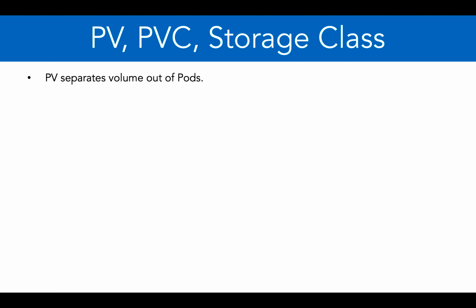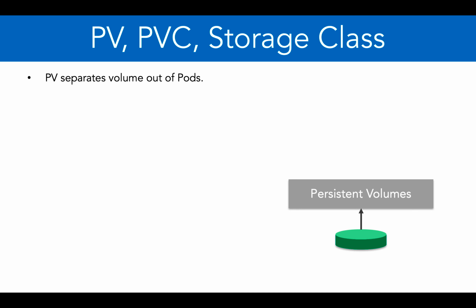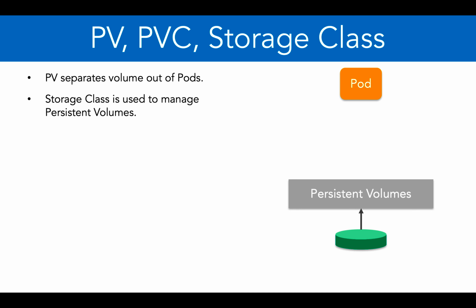So that's where we have persistent volume, which separates the volume out of pods. So we have persistent volumes and we create or associate that persistent volume with AWS EBS or Azure Disk or Google Compute Engine persistent disks. And then the pod is separate. So we have a separate object pod and another object named persistent volumes. Then we have storage class, which is used to manage persistent volumes. Now this storage class would manage persistent volumes, like increase and decrease of size, etc. If anything has to be done dynamically, that has to happen via the storage class.